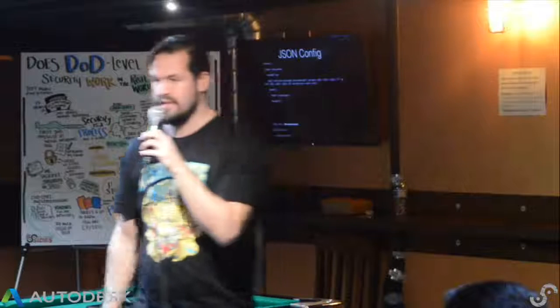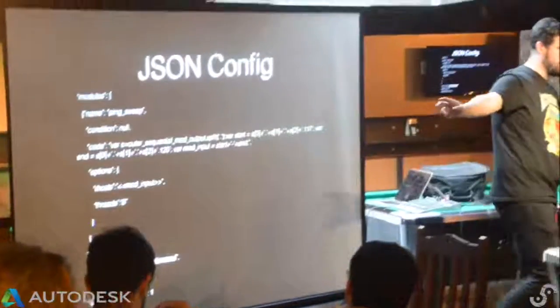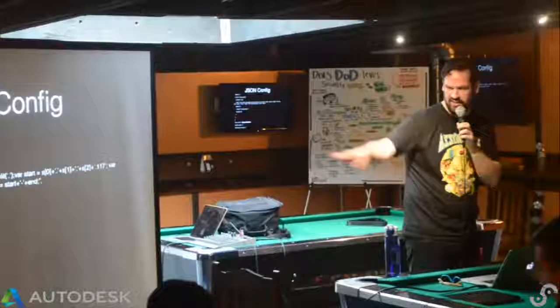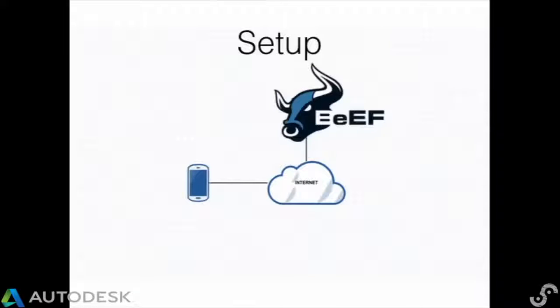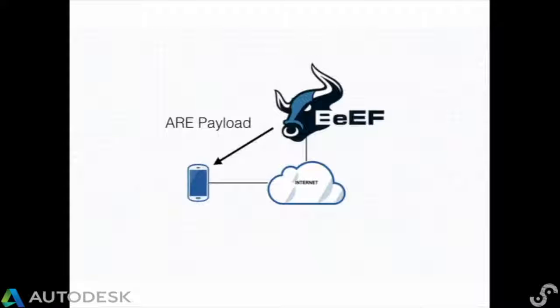The config looks almost exactly the same. So in this instance, the chain mode is set to Dormant Forward, and every single time we get onto a new network, we run a ping sweep against the subnet that we're associated with, or at least a subset of IP addresses. So walking through the scenario, we have a mobile phone, they're on the internet, they get hooked into Beef somehow, and the payload gets onto the phone, and then it stops. Nothing else really happens at that point.